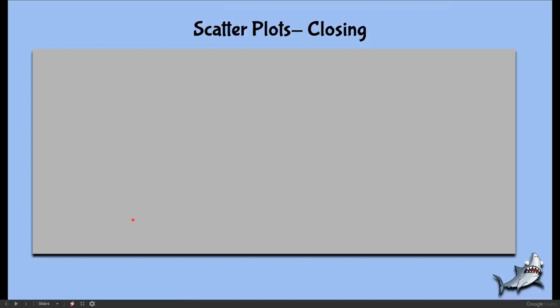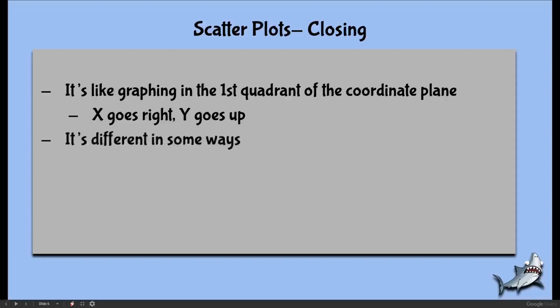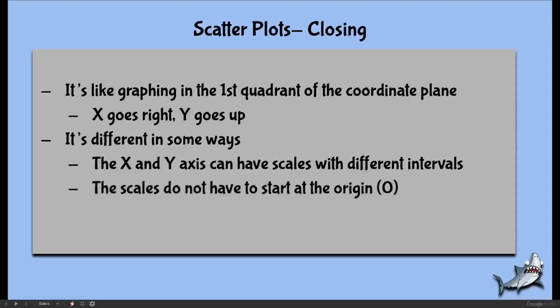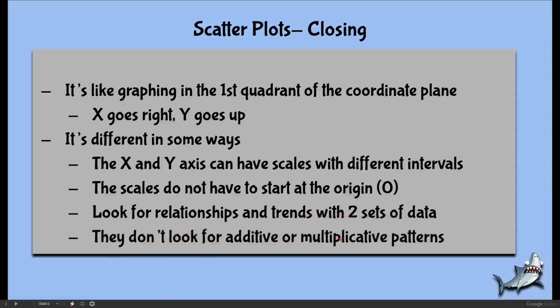So, scatter plots closing. It's like graphing in the first quadrant of the coordinate plane. X goes right, Y goes up. It's different in some ways. The X and Y axis can have scales with different intervals, and we saw some with 10 and some with 5. The scales do not have to start at the origin. That's another big deal. Like, those were the multiplicative and additive patterns, which we're looking for relationships and trends with the two sets of data. And we are not looking for the additive and multiplicative patterns, which would lead us back to this origin.